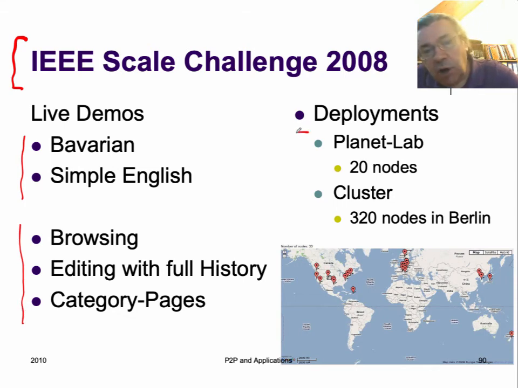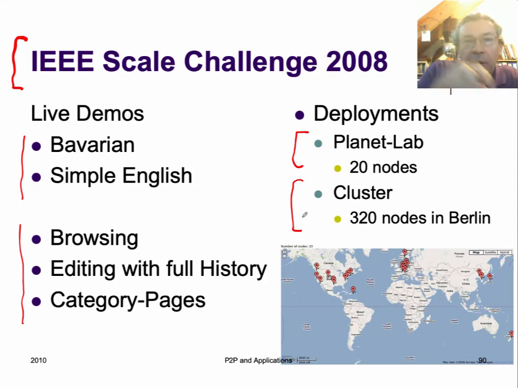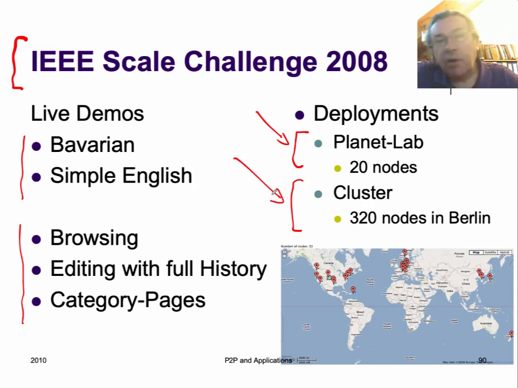We made 2 deployments of Wikipedia on Scalaris, one on Planet Lab. Planet Lab is a worldwide distributed infrastructure for experimenting with applications, with lots of small nodes maintained by universities all over the world, which is highly unreliable. So if your application runs on Planet Lab, it's actually pretty good. We also had a cluster in Berlin. This is in the Zuse Institute, the supercomputing center in Berlin, where we made a large cluster of 320 nodes running Wikipedia on Scalaris.